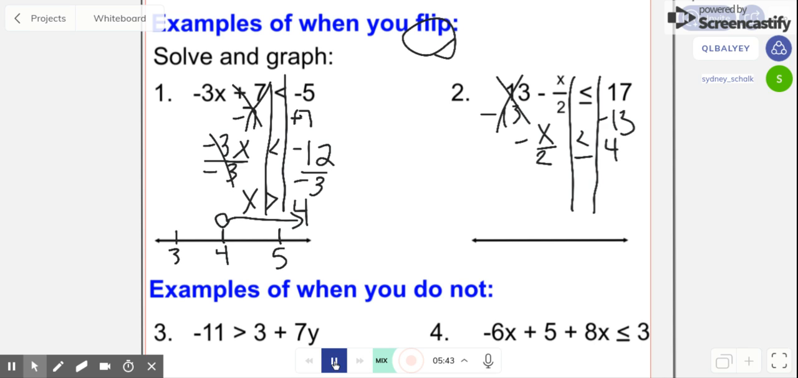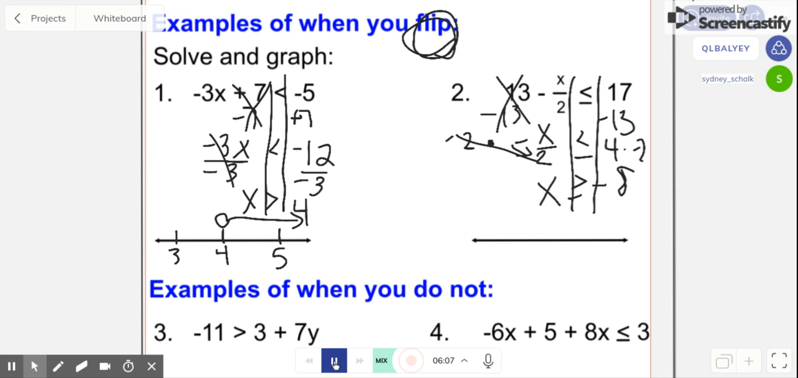To undo that dividing by 2, or dividing by negative 2, if I put that negative there, it'd be the same thing as multiplying by negative 2, or the inverse operation would be. So on both sides, I multiply by negative 2, and on the left, I'm left with my x, and since I multiplied by a negative, I once again have to flip my sign. It's going to be greater than or equal to negative 8.